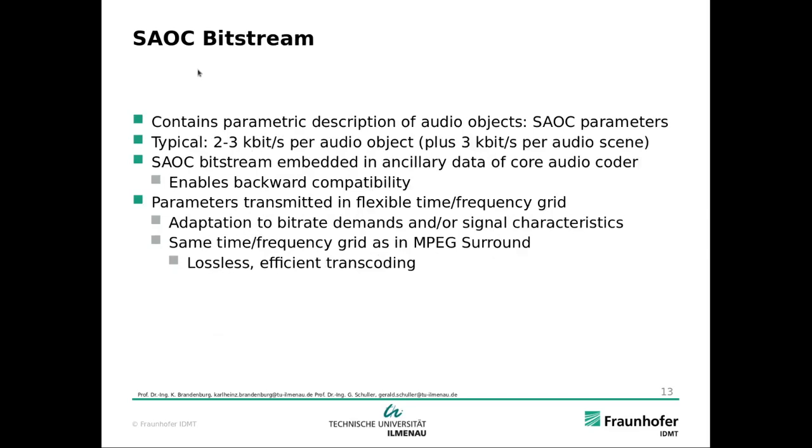The SAOC bitstream itself contains a parametric description of audio objects, the SAOC parameters, and these are typically 2 to 3 kilobits per second per audio object, plus 3 kilobits per second per audio scene. The SAOC bitstream is embedded in auxiliary data of the core audio coder, and this enables backward compatibility. Right, so this is actually quite convenient. If you have, say, a legacy AAC decoder, it can still decode the mono or stereo downmix.